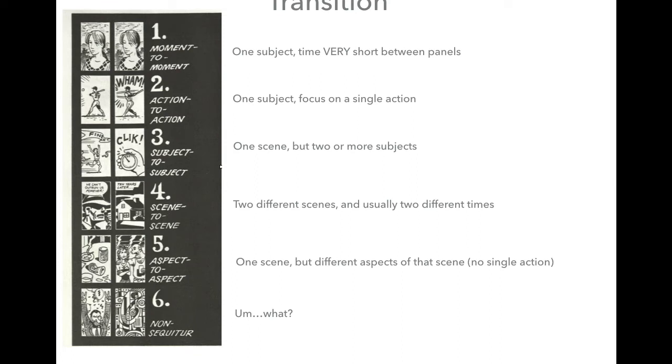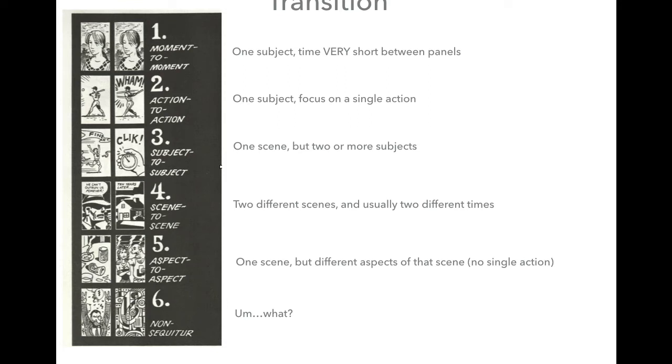The first is called Moment to Moment. It's a very brief amount of time between an action, right? So the image up there is of someone blinking their eyes. Then we have action to action. There's one subject, but the time is usually a little further apart, and the focus is on an action taking place. Number 3 is subject to subject.